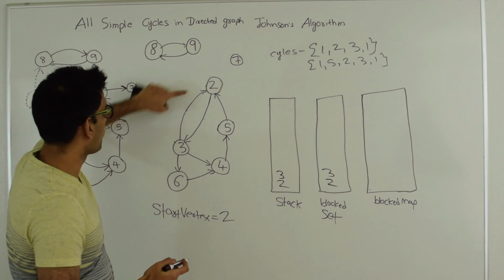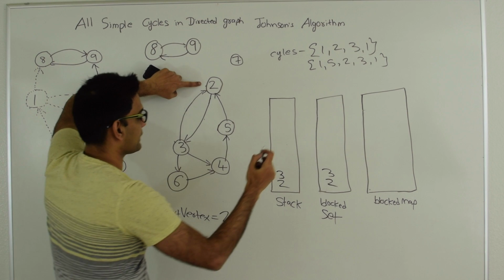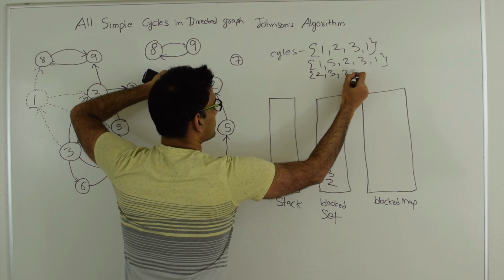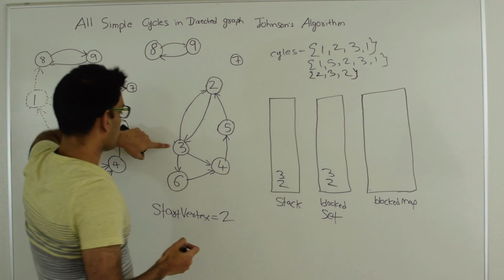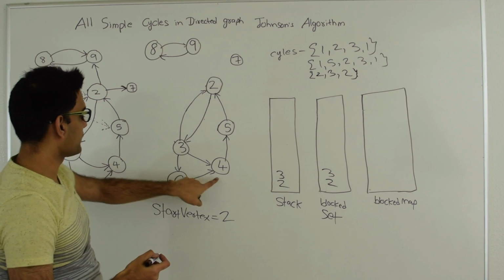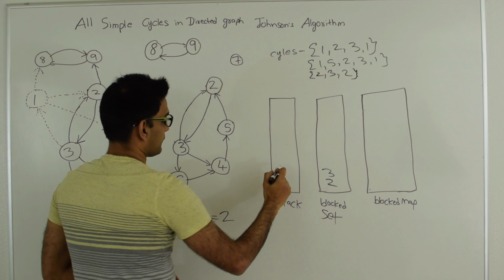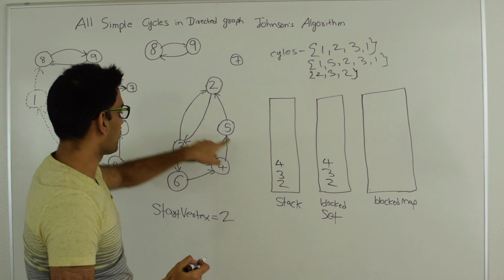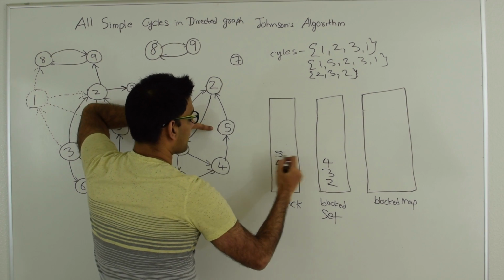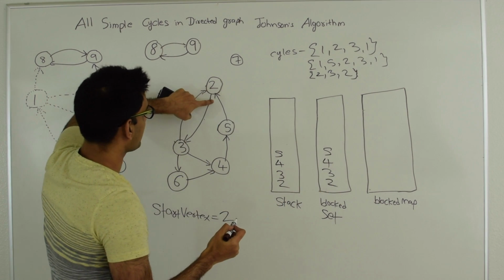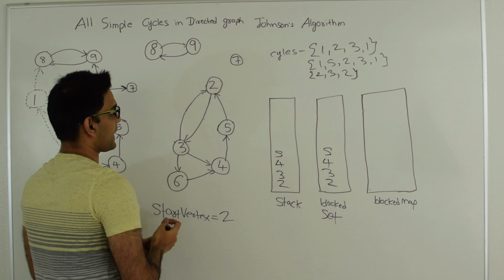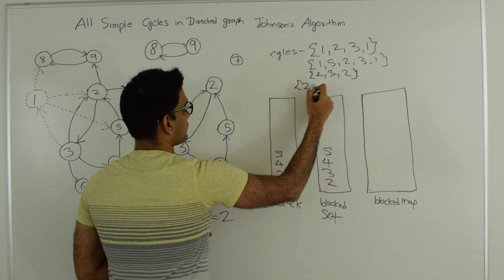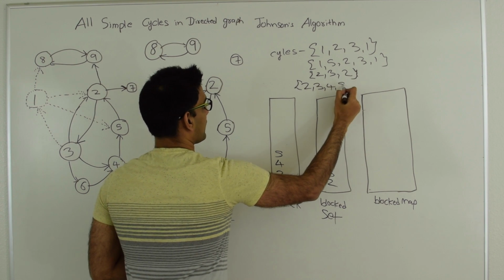Neighbors of 3 will be explored. One neighbor is 2, so it is the same as the start vertex. So we found one cycle which will be 2, 3 and 2. Then we go back to 3 and then explore another neighbor of 3 which will be 4. So we add 4 to the stack and 4 to the block set and explore neighbors of 4 which will be 5. So we add 5 to the stack and block set, and then from 5 we end up at 2. So again we found another cycle, and the contents of that cycle will be 2, 3, 4, 5, 2.